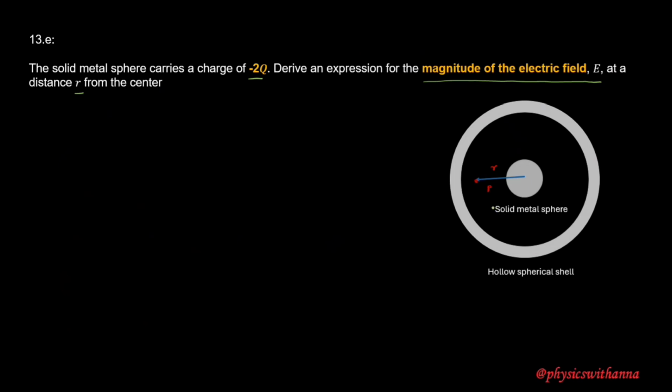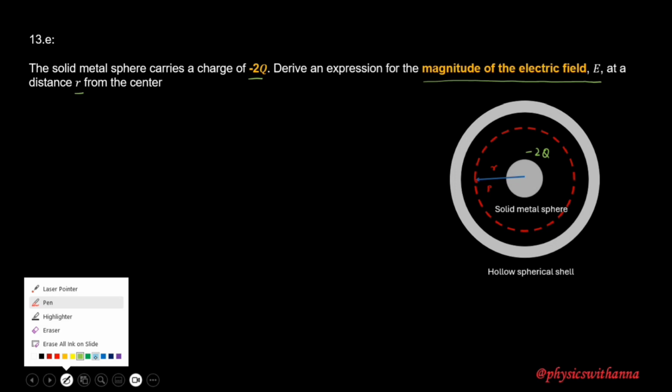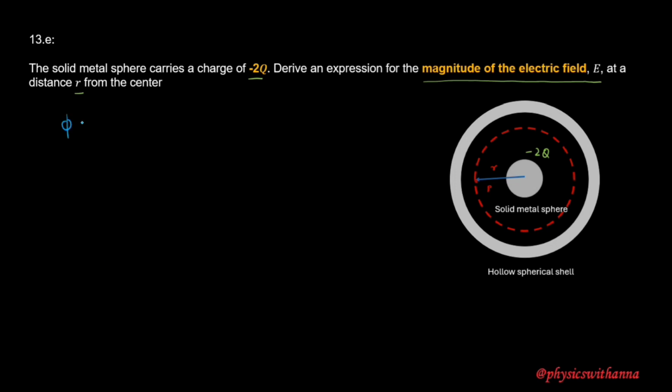We are going to use Gauss's law to solve this problem. The charge on the solid metal sphere is negative 2q. To apply Gauss's law, we will first construct a spherical Gaussian surface that is passing through point P. And then we know from Gauss's law, flux through any closed surface is numerically equal to charge enclosed by the surface over epsilon naught. From the definition of flux, we can write phi as integral E dot dA, which is equal to charge enclosed over epsilon naught.